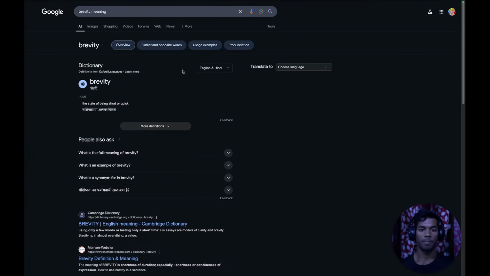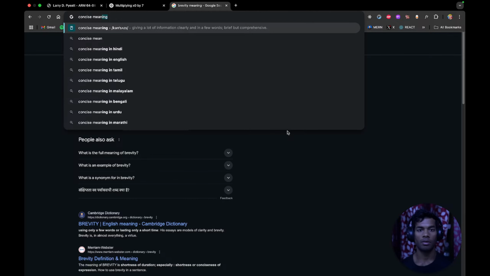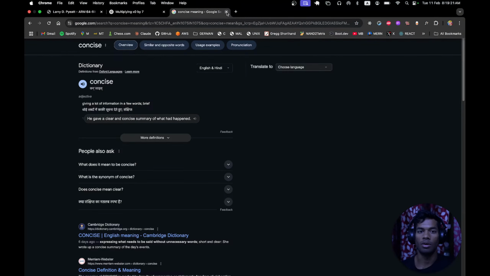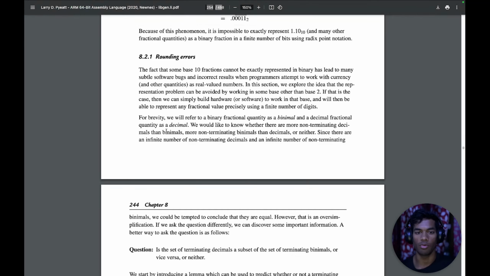Brevity meaning: concise, the state of being short and quick. Okay, and concise meaning: giving a lot of information in a few words. Brief me on how the military expenditure is going on.